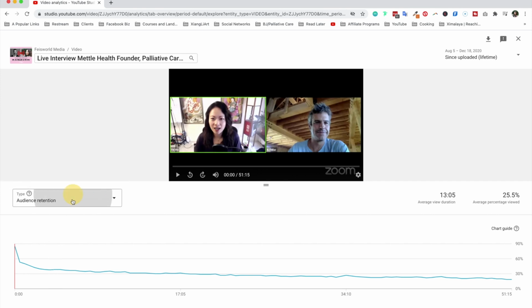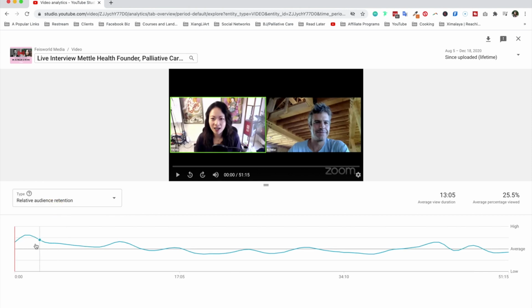So let me actually show you relative audience retention. I really like this kind of sine wave feeling to it. So as you can see, there is a line in the middle. The black line here means average retention. But there are moments where it goes above it, and there's moments that went below it.